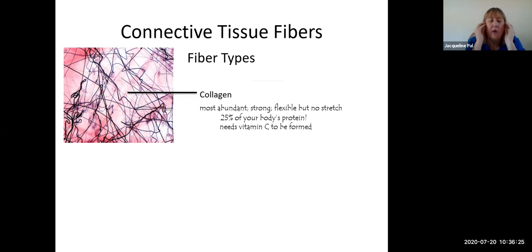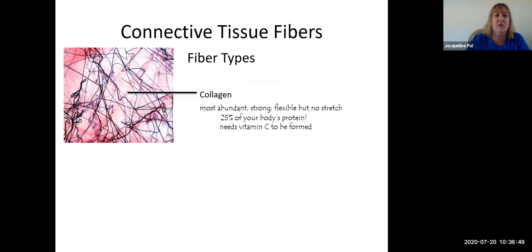But here's what I want you to get out of collagen. Every single time I say collagen, you need to be thinking strength. Okay. So if I say a certain tissue is strong, then you're thinking, oh, that tissue must contain a lot of collagen in it. And that's what we do.